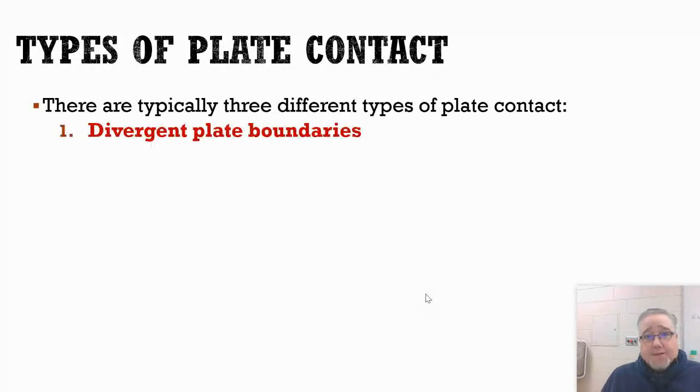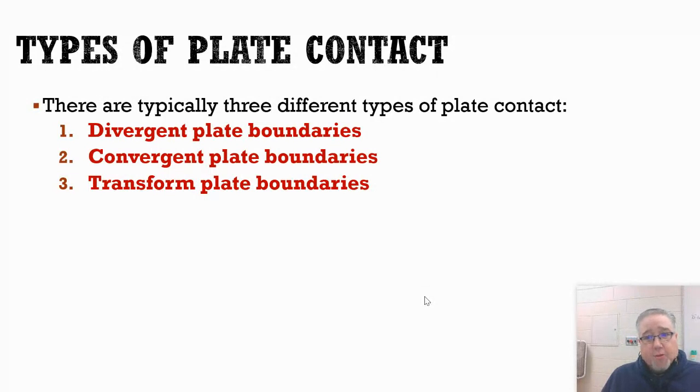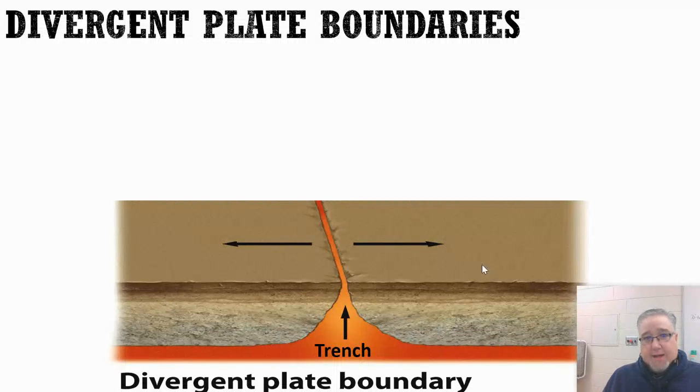All right. Now, when it comes to these plates, there are three different types of basically plate movement, or plate contact, we call it. One of them is called divergent plate boundaries or divergent movement, then convergent plate boundaries. Then we have something called transform plate boundaries. We're going to go through each one of these individually to explain each one. So the first one is called a divergent boundary.